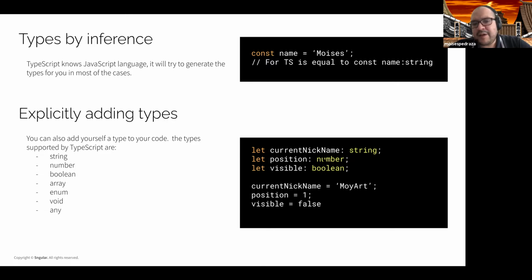In this example, I am adding three lets. One is current nickname, which is a string. The other one is a position, which is a number. And the third one is visible, which is a Boolean. For that one, I'm just assigning values. If I assign other values that are not matching the types that we are defining, TypeScript will throw you an error.